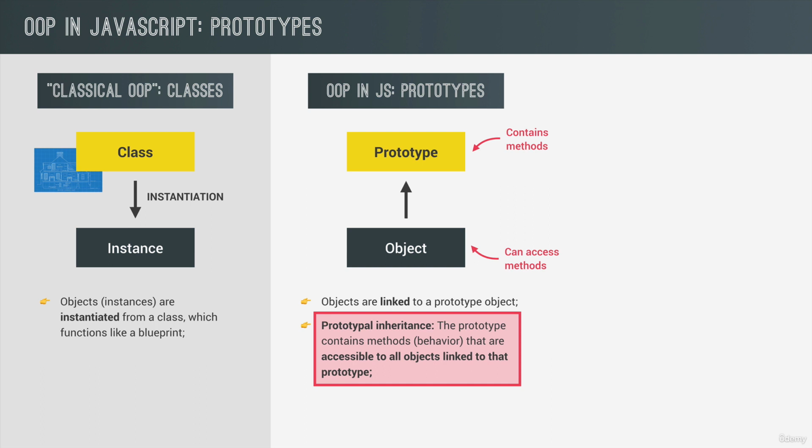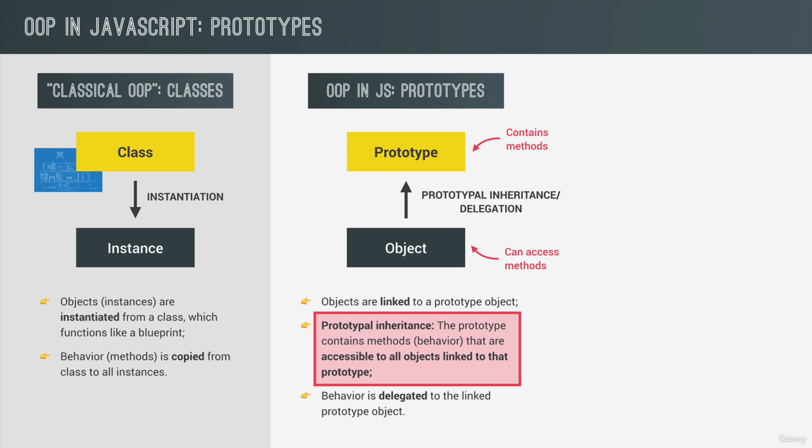Alright? Now we can also say that objects delegate behavior to the linked prototype object. And behavior is just another term for methods here. So besides prototypal inheritance, we also call this mechanism delegation. And that's also the reason why this arrow is pointing upwards, because technically objects delegate their behavior to the prototype. On the other hand, in classical OOP with classes, the behavior, so the methods, are actually copied from the class to the objects. And so that is completely different.